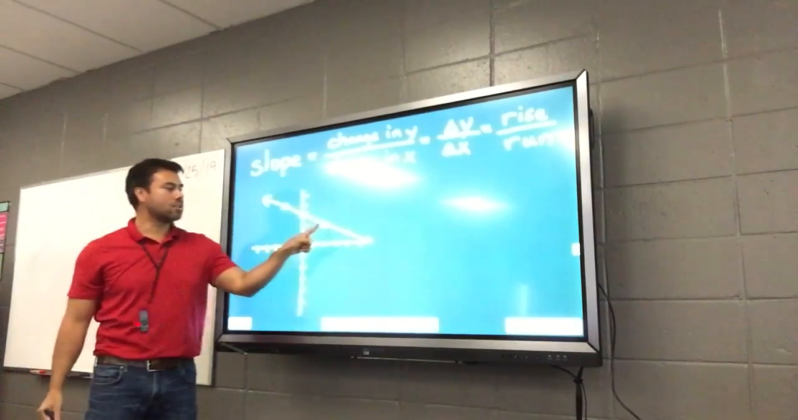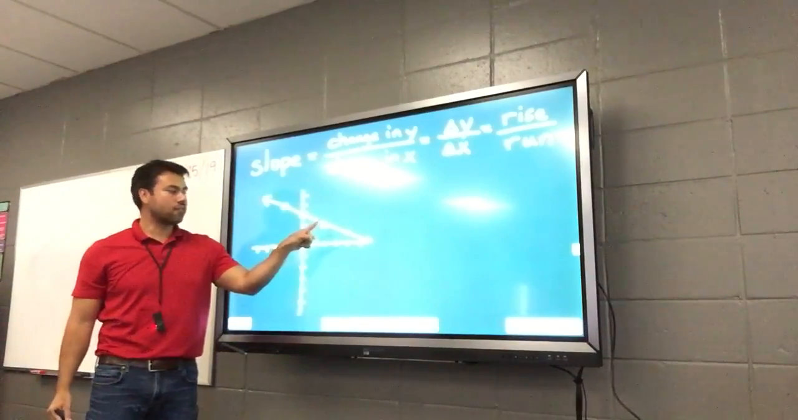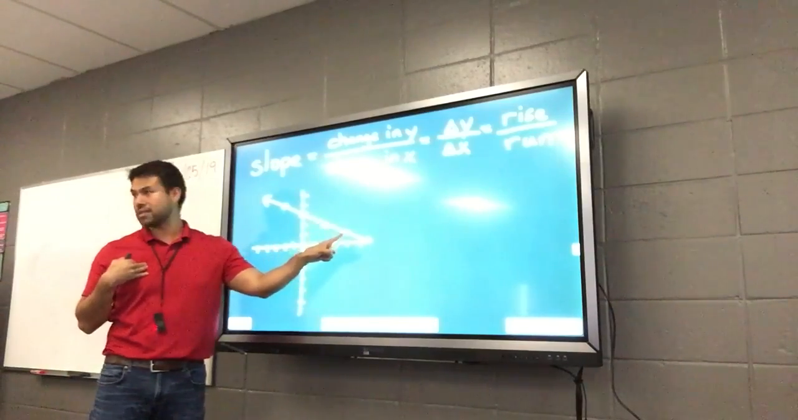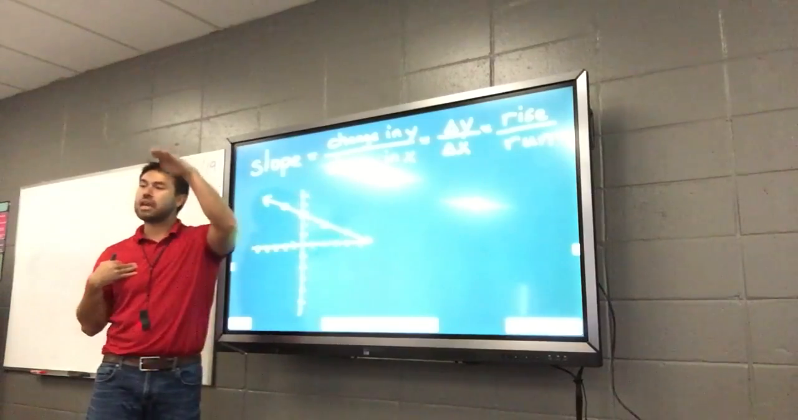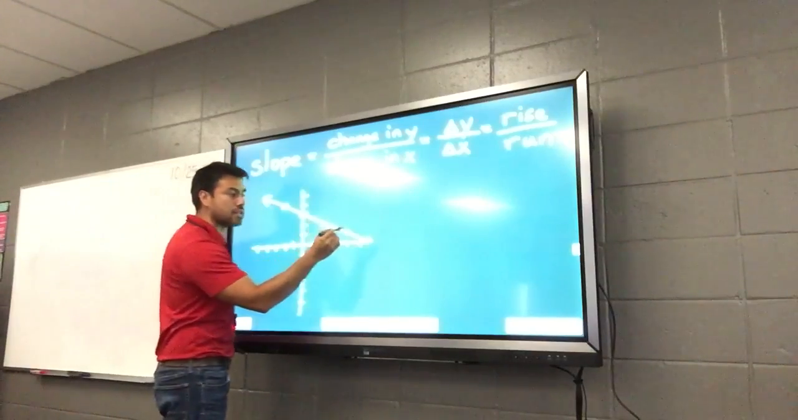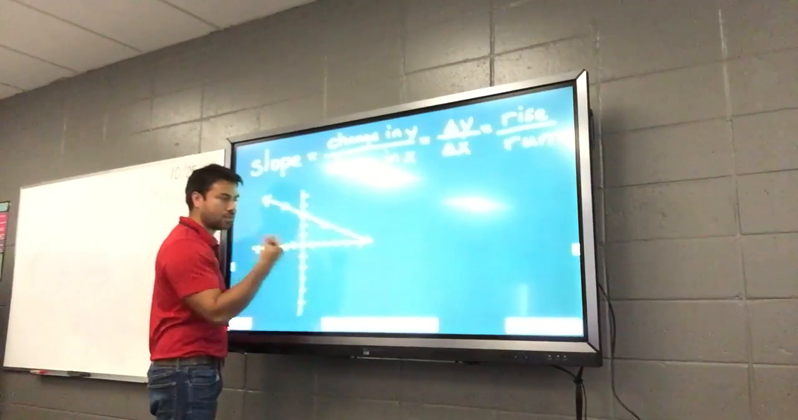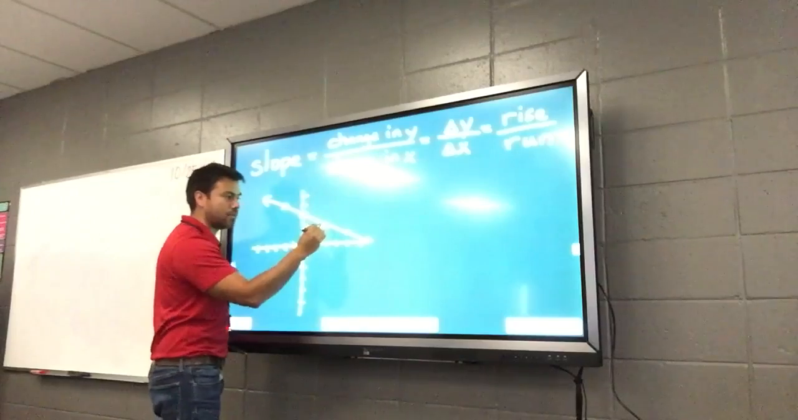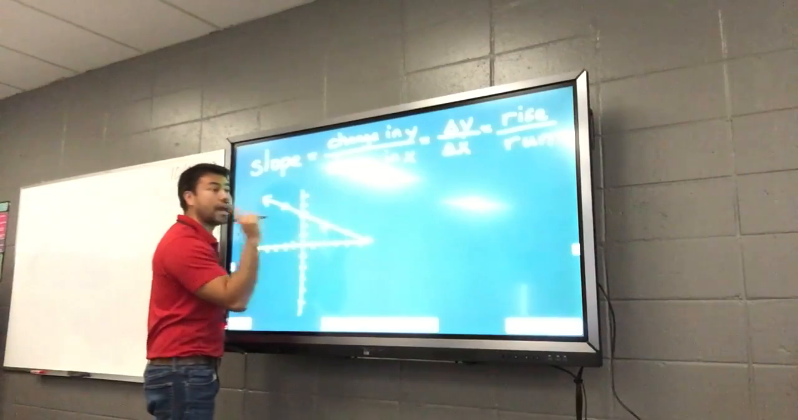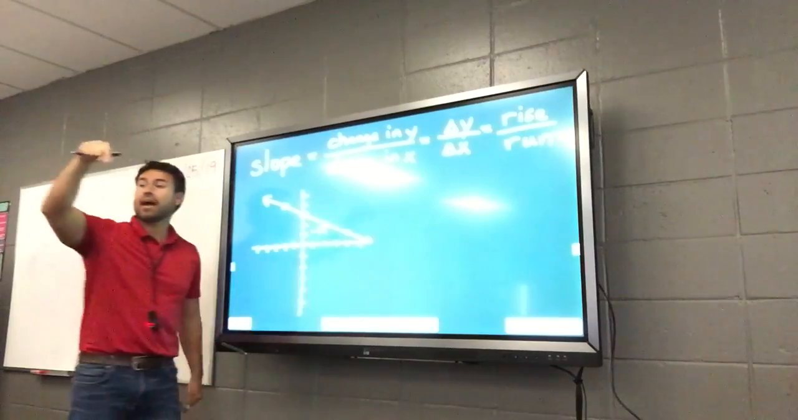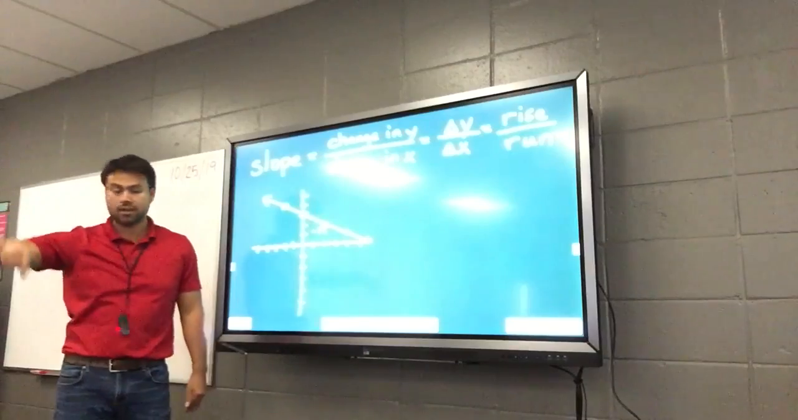Now, what I want you to do is I want you to see from this point that you picked to the next point, how much did you change in your y-axis? So from this point right here to this next point on the right that we labeled, how much did I change on the y-axis, so vertically? How much did I change? Okay, I heard someone say it properly. You changed -1. You went down 1, didn't you? You went down 1. Okay?